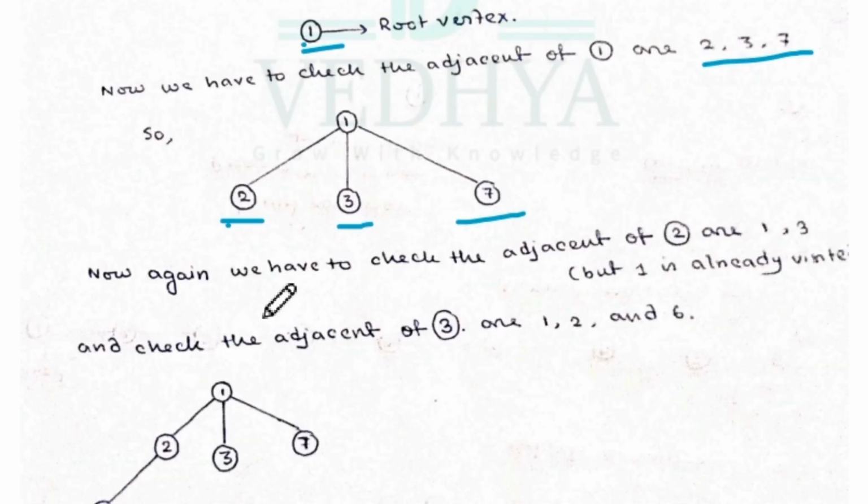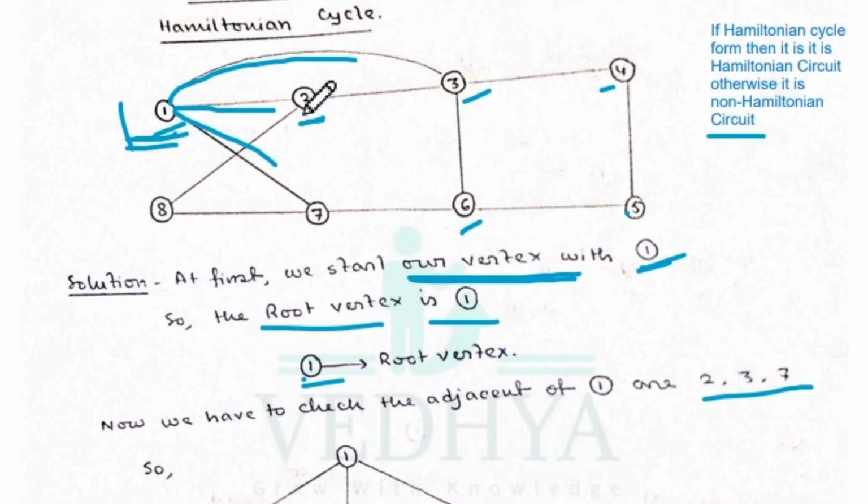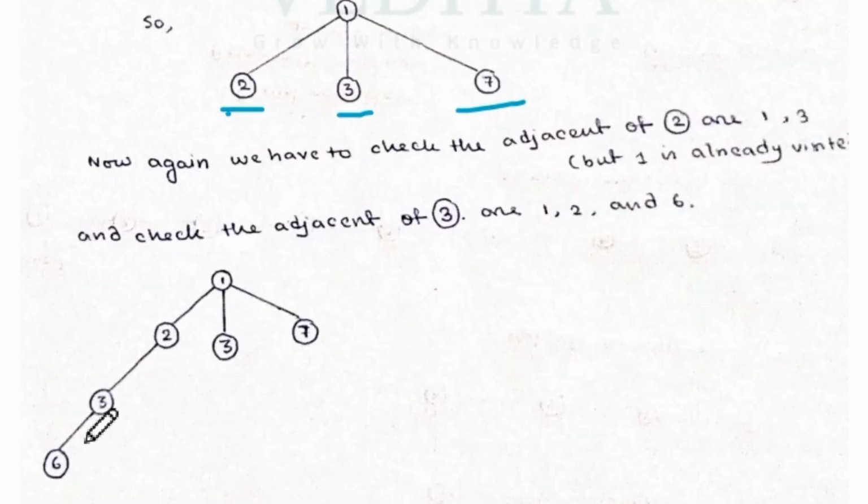Now again we have to check the adjacent of 2. From 1 to 2, what is the adjacent of 2? 3 and 1, but 1 is already visited. So we have to write only the adjacent of 2, which is 3, but 1 is already visited, so we have to ignore 1.